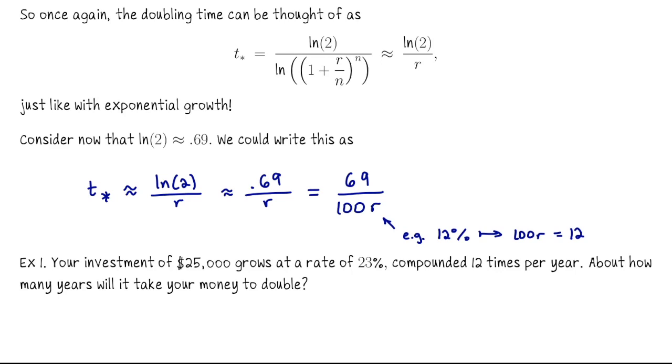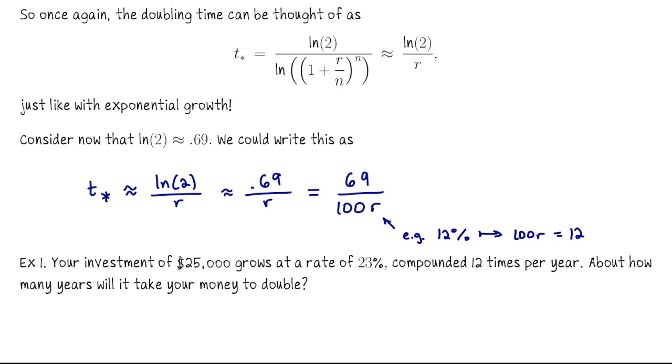Okay, so here's a quick example. Suppose you're investing $25,000 at a rate of 23%, which by the way would be a fantastic rate. So that's not very realistic. Now suppose that this is being compounded 12 times per year. So that would be like n equals 12 in our formula. About how many years will it take for your money to double?